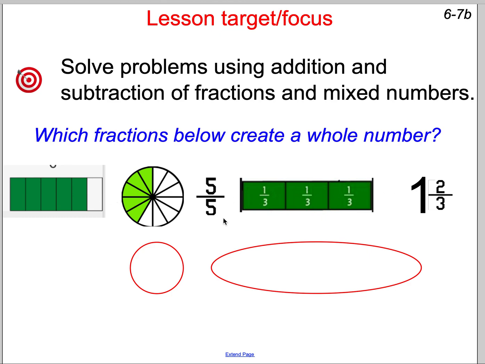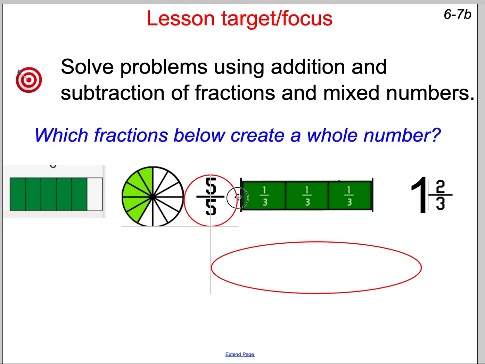So which of these two things represent a whole number? Here we have 1, 2, 3, 4, 5 out of 6. Looks like we have some out of a whole, 5 over 5. We have 3 1/3, and we have 1 2/3. Which ones are whole numbers?